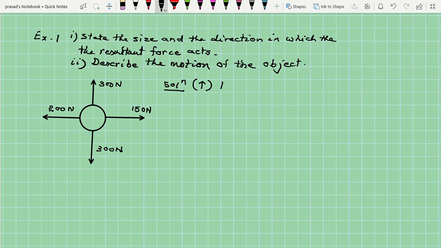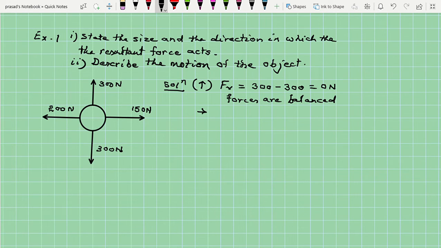So first let us come to the vertical direction. I will take Fv as the resultant force in the vertical direction, and as you can see here, the forces are equal in magnitude. That means if I take 300 Newton in vertically upward direction as positive, then 300 Newton in downward direction is negative. So the resultant force is 0 Newton. That means the forces are balanced. So in the vertical direction, no resultant force is acting.